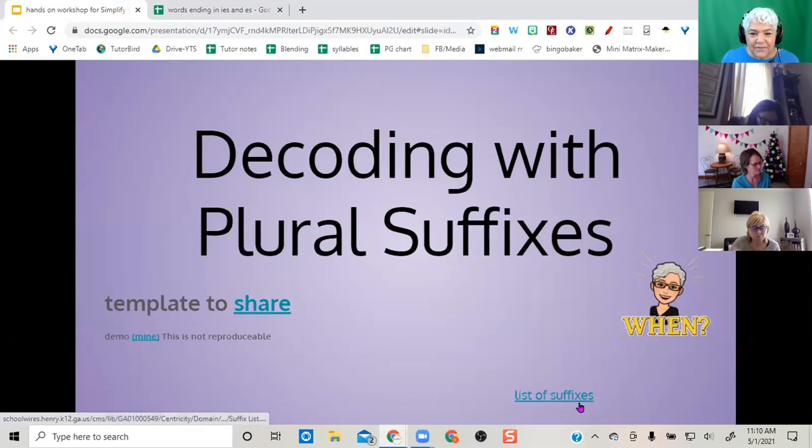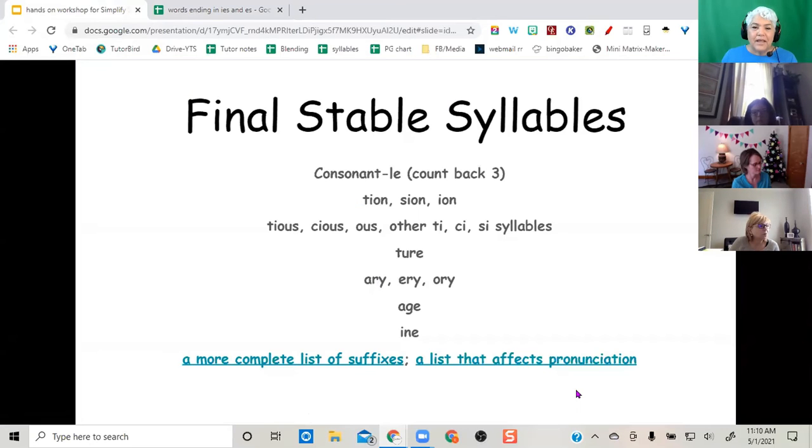I have a list of suffixes for you, and there's so many on the internet, right? So you can always grab a list of suffixes. And I have final stable syllables. I have a more complete list of suffixes. I have a list of final syllables that affect pronunciation. So it's not just the consonant LE, but some of these really affect pronunciation.